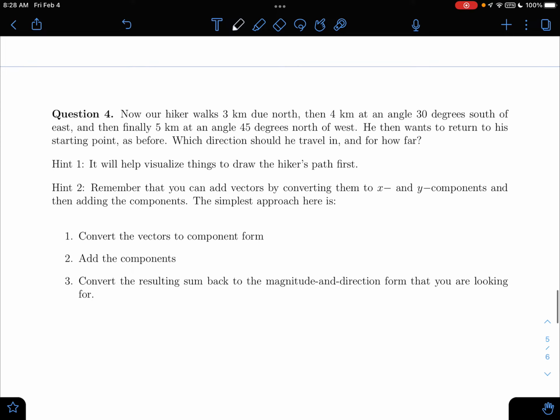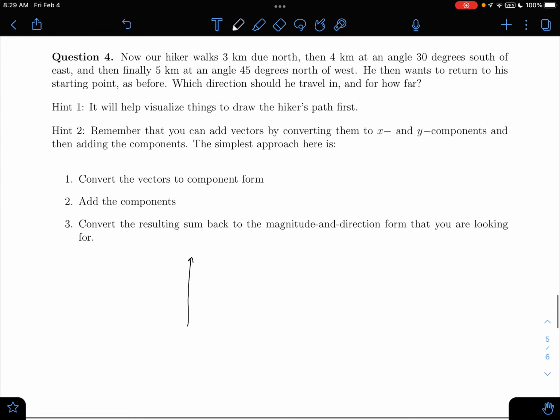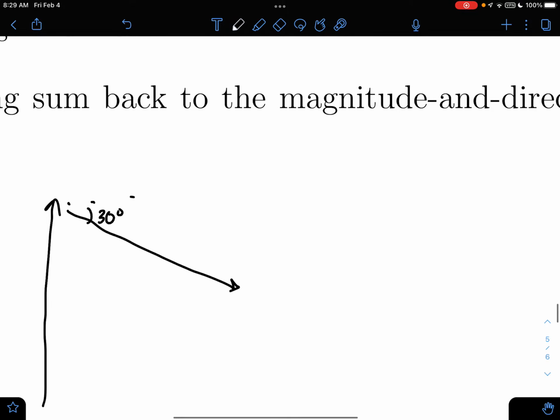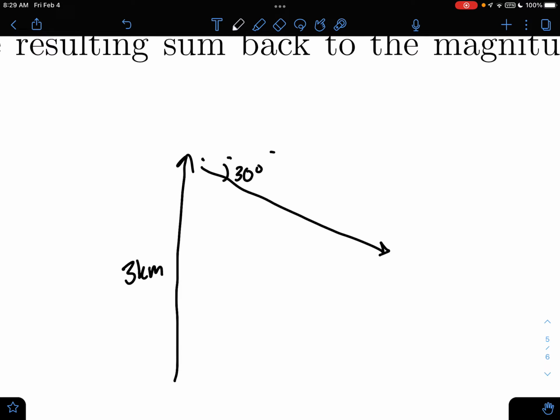Wonderful. Now we keep going, right? Now the path gets more complicated, right? 3 kilometers due north, then 4 kilometers at an angle 30 degrees south of east, right? So here's east. We're going 30 degrees south of it. We're going to go around there, okay? And we started with 3 kilometers, and now we just did 4 kilometers, all right?